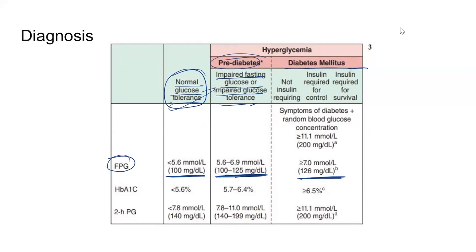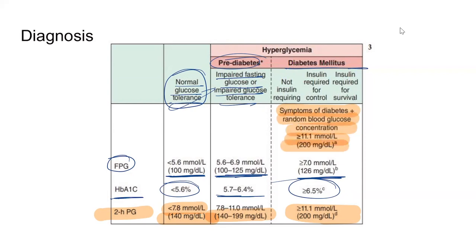Clear? HbA1c, if less than 5.6%, it is normal glucose tolerance. If it is 5.7 to 6.4%, it is pre-diabetic stage. And if it is more than 6.5%, it is overt diabetes mellitus. Then 2-hour postprandial glucose: if it is less than 140, it is normal. Between 140 and 199, it is impaired glucose tolerance. If it is more than 200, it is overt diabetes. And the fourth criterion is symptoms of diabetes plus random blood glucose more than 200. Clear?